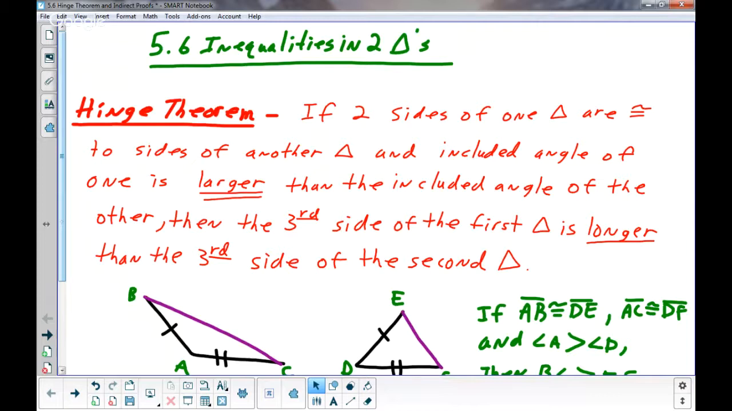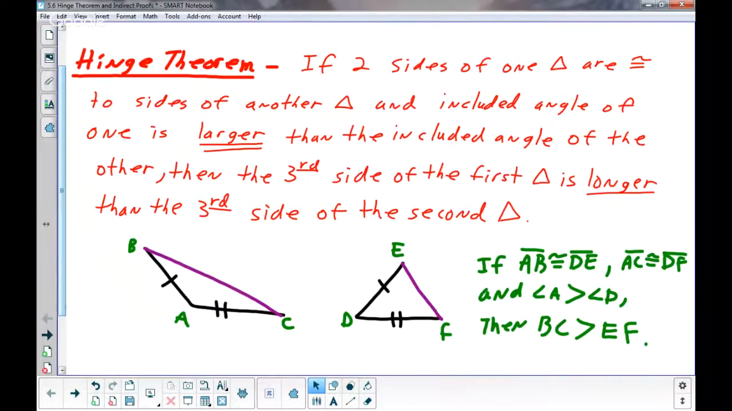congruent to two sides of another triangle, so two sides of each triangle are congruent, and the included angle of one is larger than the included angle of the other, then the third side of the first triangle is longer than the third side of the second triangle.